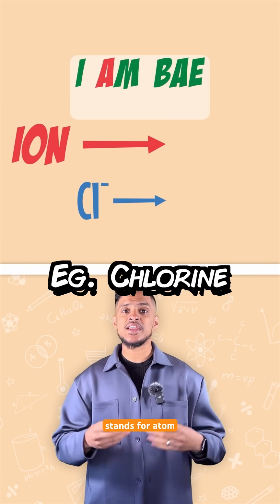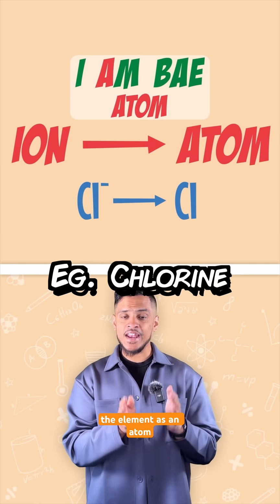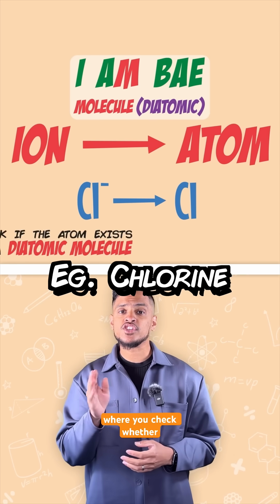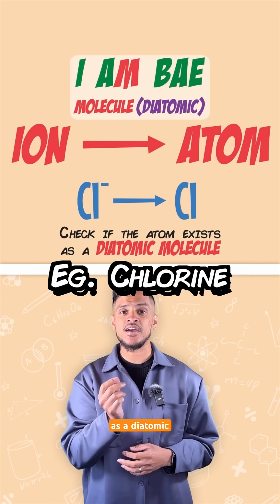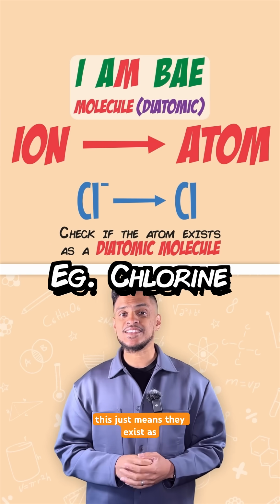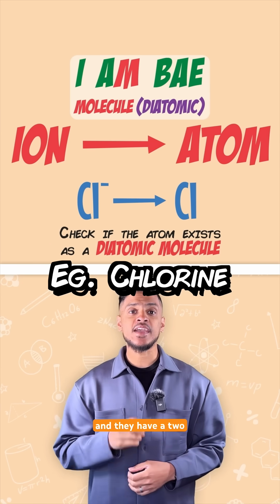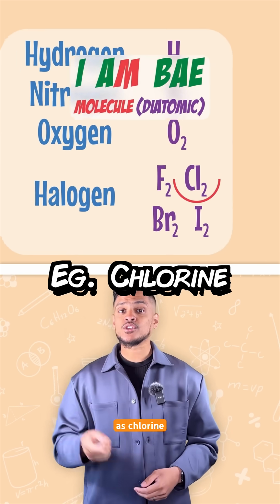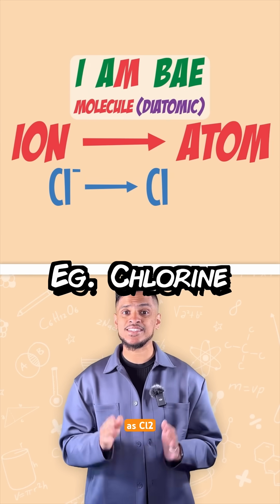Next, we have the A, which stands for atom. And this is where we write the element as an atom on the right-hand side of the equation. The M is for molecule, where you check whether your atom exists as a diatomic molecule. This just means they exist as two atoms bonded together and they have a 2 in their formula. This is the list of all the diatomic elements that you need to know. As chlorine is in this list, we would write the Cl as Cl2.